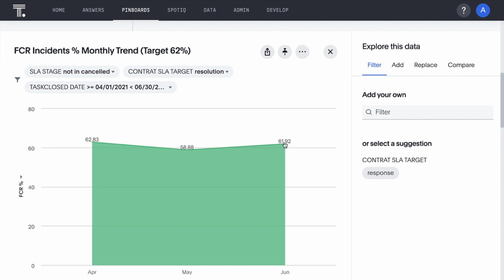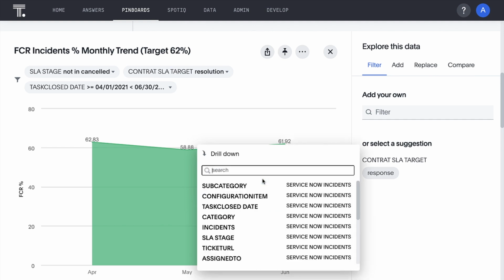We're targeting 62% and are hovering just below there in recent months. ThoughtSpot Pinboards are fully interactive. We can drill anywhere in our data with ease and speed. Knowing that, let's drill into our most recent month's first call resolutions by subcategory.